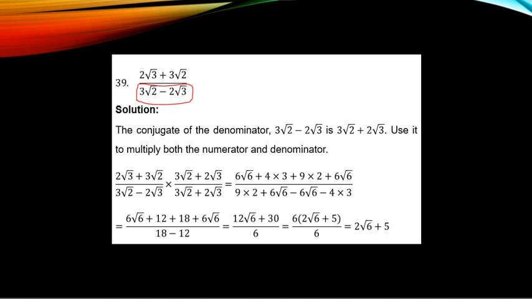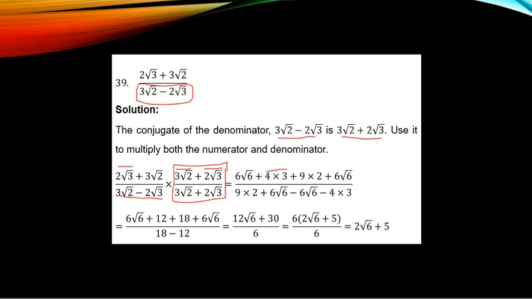So this is the denominator. Its conjugate is this, minus changes to plus. So this is the given problem. You multiply it by the conjugate, both numerator and denominator. So you multiply first term 2 root 3 by the first term and second term. So you have 6 root 6 plus 4 times 3.